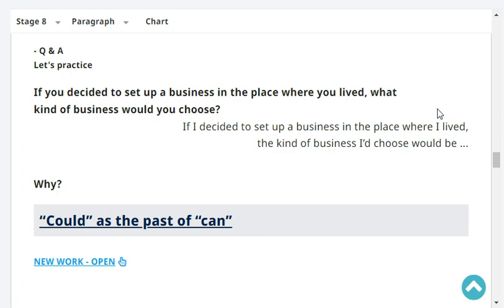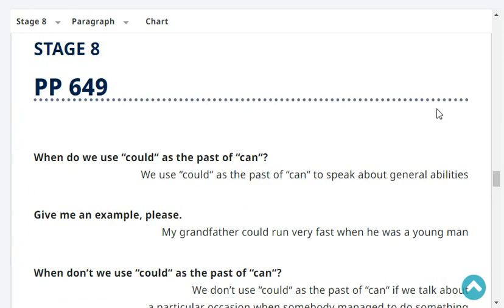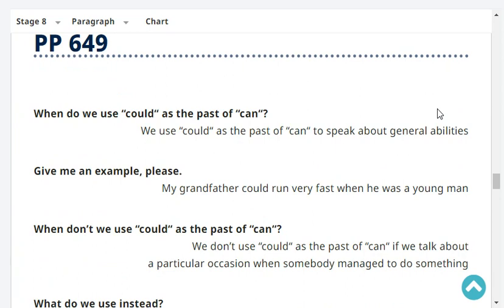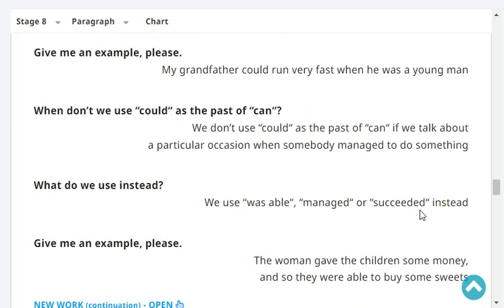Very good. Okay. Next. When do we use could as the past of can? We use could as the past of can to speak about general abilities. Very good. Give me an example, please. My grandfather could run very fast when he was a young man. Very good.